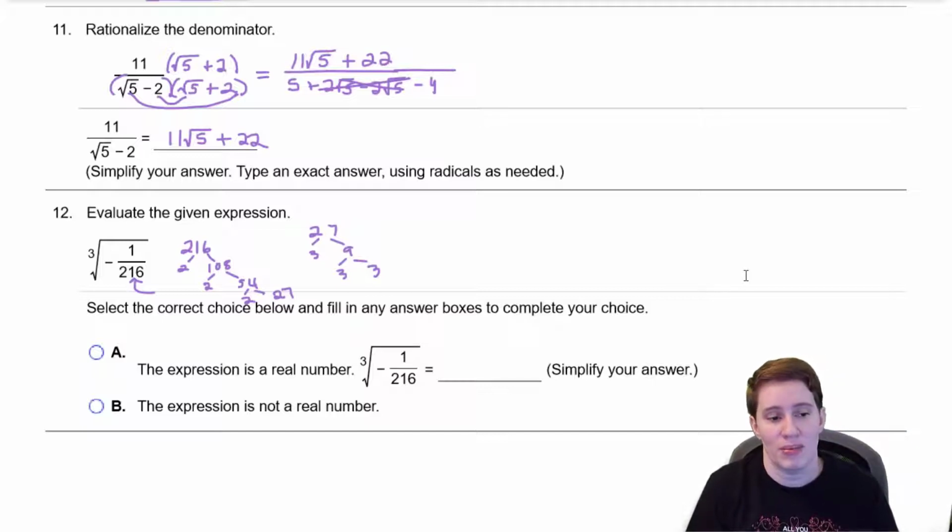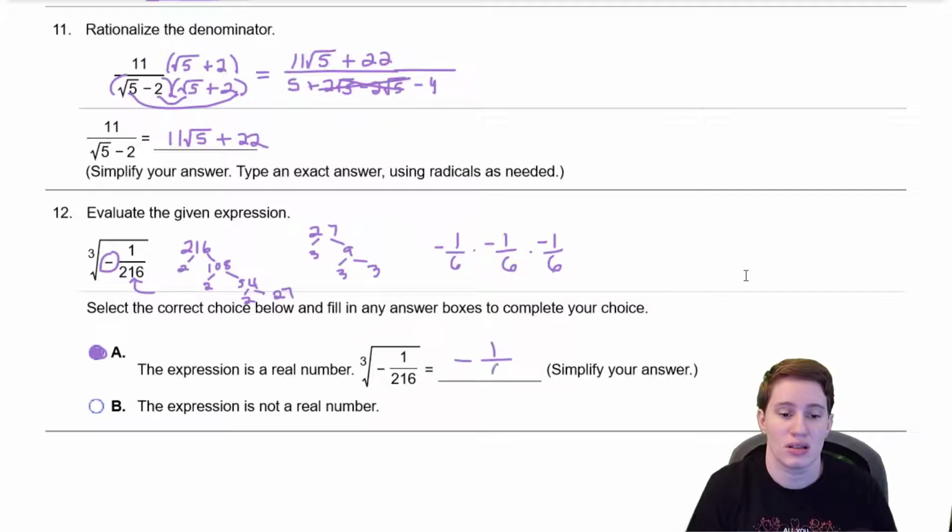But a couple other things are happening here. This is on the bottom of the fraction, so it's not that we get 6. We get 1/6, and we've got a negative. For square roots, that wouldn't give us a real answer, but for cubed roots, it can, because you can multiply together 3 negative numbers and get a negative number. Right? So if I do negative 1/6 times negative 1/6 times negative 1/6, I get negative 1/216. So that's my answer, negative 1/6.